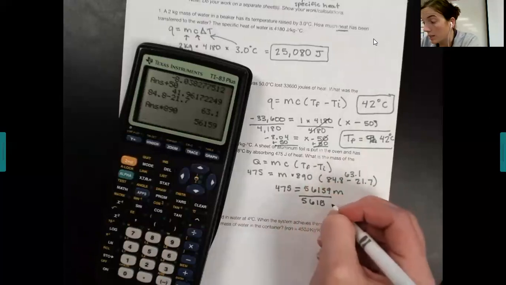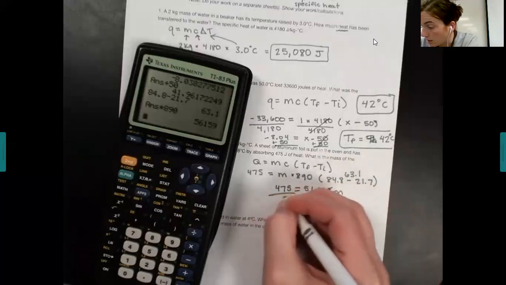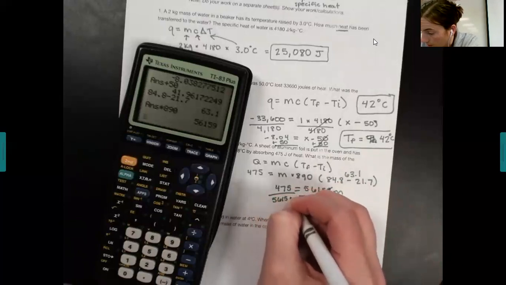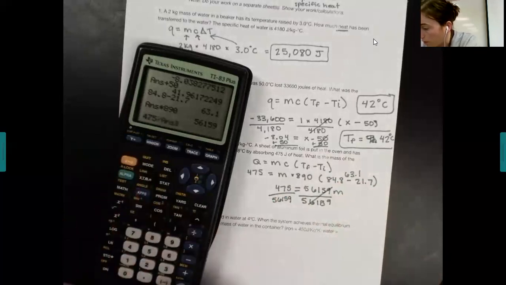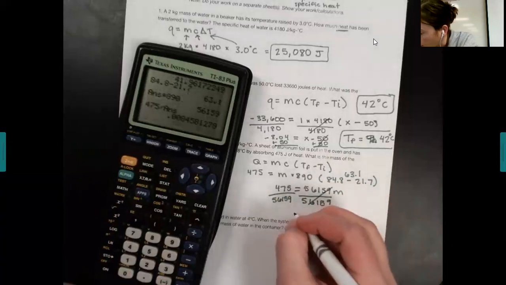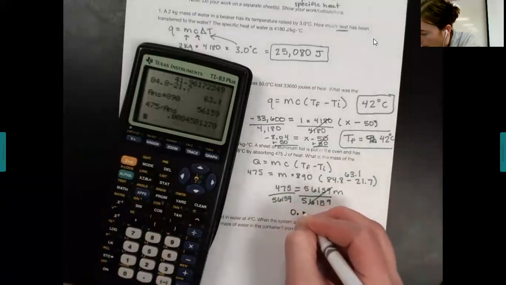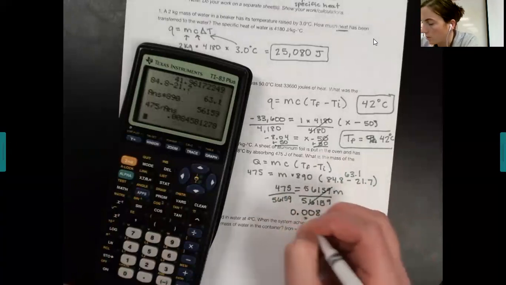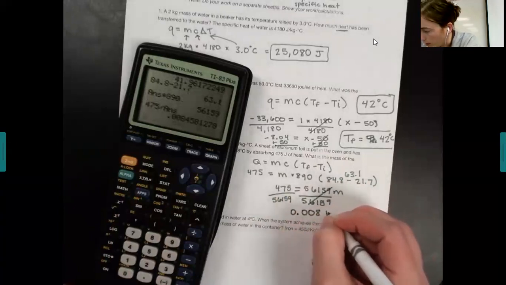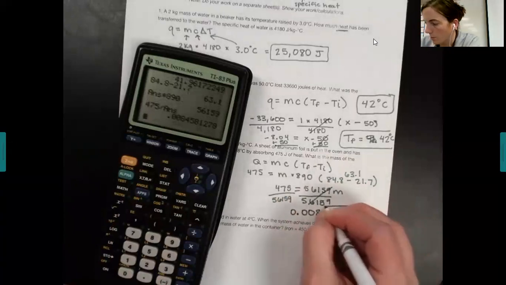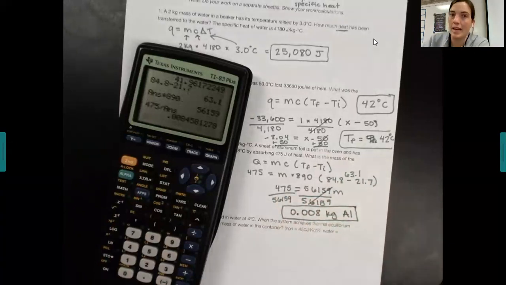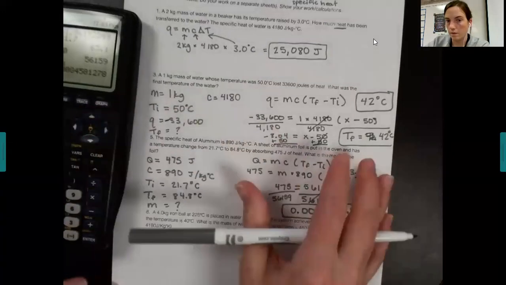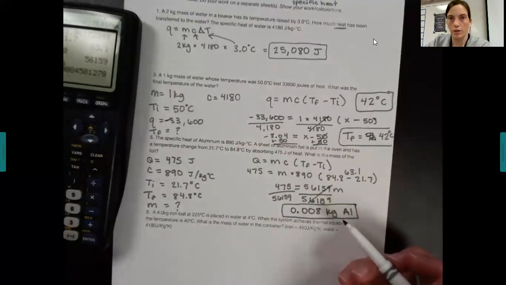Divided by 56,159 on both sides. 47.5 divided by 56,159 gives me 0.008. We'll just do one sig fig here. Kilograms of aluminum. Okay, so a small piece of aluminum, but it's also in kilograms, so it would be 8 grams of aluminum if I did the conversion. Okay. So if you're looking for mass, this is what you do.